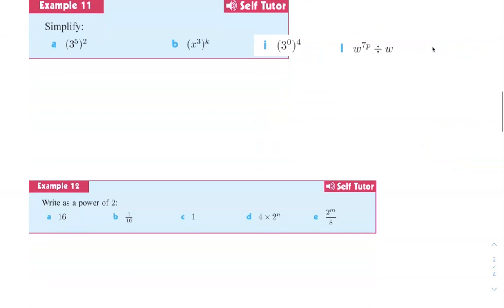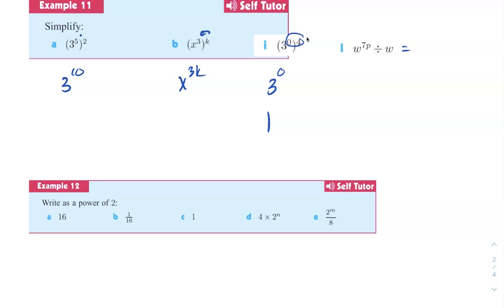These are powers to a power, so we're going to multiply. So it'd be 3 to the 5 times 2, so it'd be 3 to the 10th. This one's x to the 3rd to the k power. So again, you just multiply, so it'd be x to the 3k. Next one, 3 to the 0 to the 4th power. So again, you multiply the powers. It'd be 3 to the 0, which is just 1.